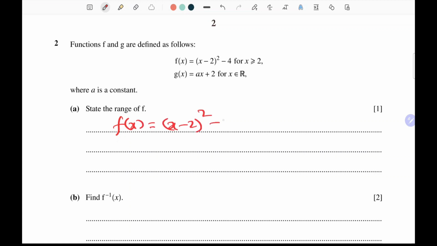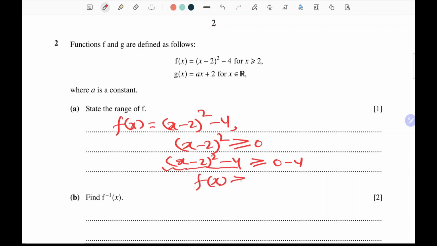x minus 2 whole square minus 4, right? But we know that x minus 2 whole square is always greater than or equal to 0, because a perfect square, or the whole square of anything, is always greater than or equal to 0. Now we have to subtract 4 from both sides. So (x minus 2) whole square minus 4 is greater than or equal to 0 minus 4. Now it became f(x), so f(x) is greater than or equal to minus 4. So this is our range.